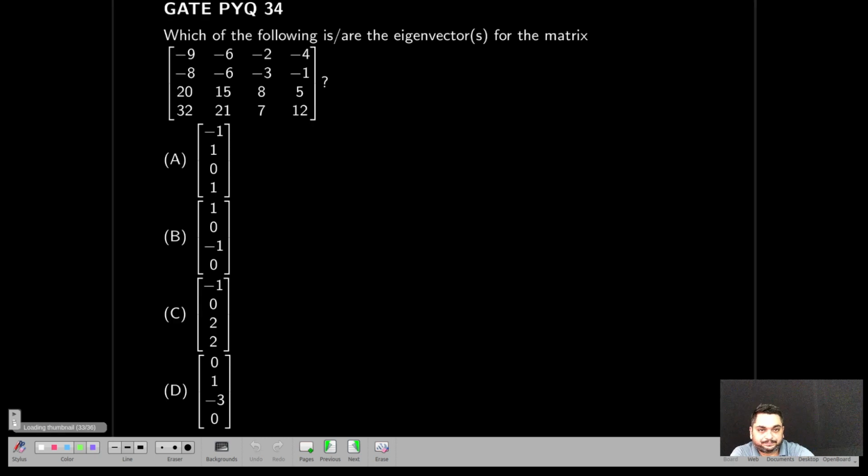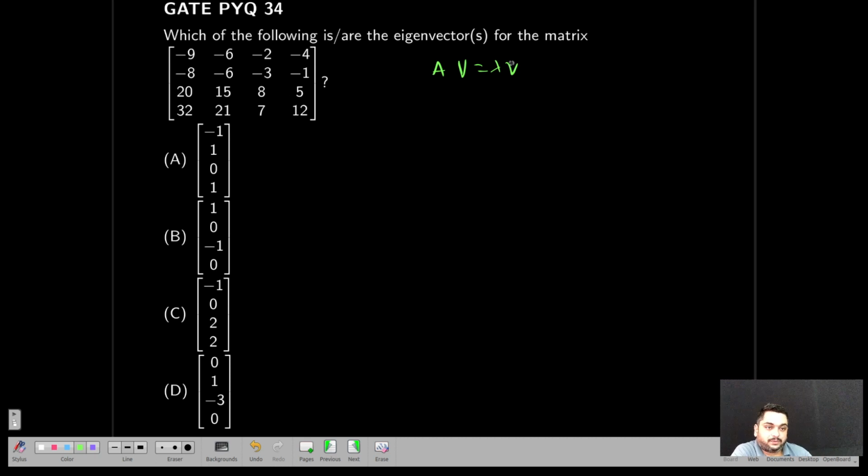Next, which of the following is or are the eigenvectors of the matrix? Okay, you have to find the eigenvalues first and then perform A V equal to lambda V. This is a very lengthy procedure. You have to find all the vectors and then check which of them are there. First, you have to find all the eigenvalues. It is a 4 cross 4 matrix, so it will be difficult or lengthy.